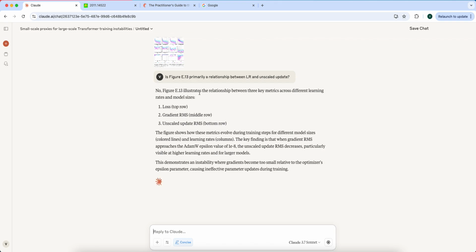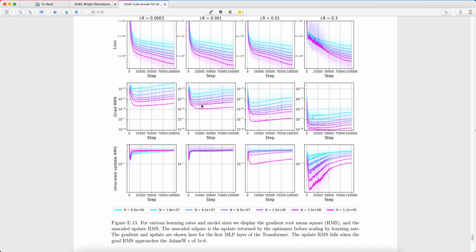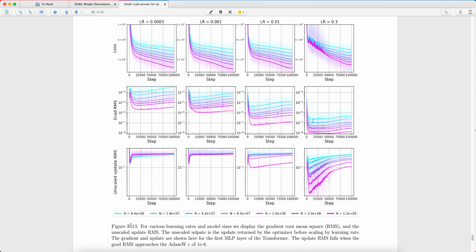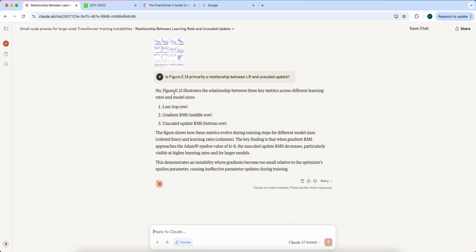Figure E13 illustrates the relationship between three key metrics across different learning rates and model sizes. So here's model size. Oh, I see. The colors are the model sizes. Okay. Loss, gradient RMS, unscaled update RMS. The figure shows how these metrics evolve during training steps for different model sizes and learning rates. The key finding is that when gradient RMS approaches the AdamW epsilon value of 1e-8, the unscaled update RMS decreases, particularly visible at higher learning rates for larger models.